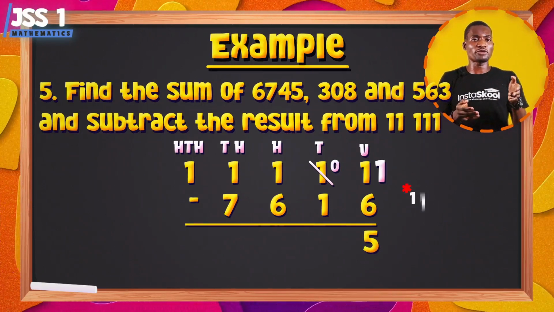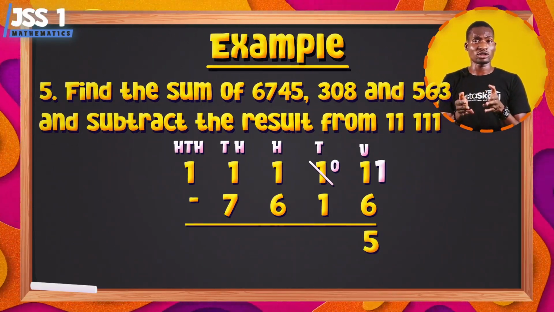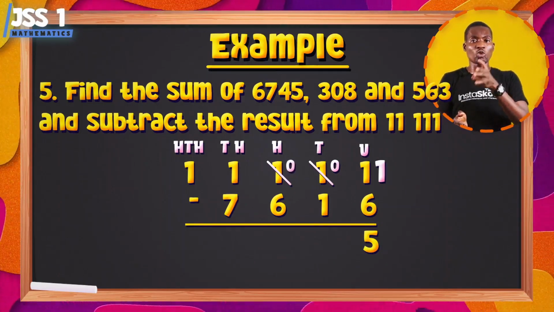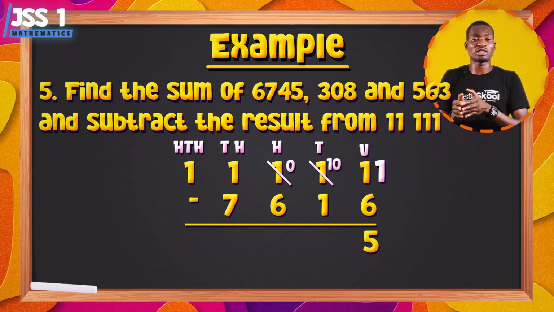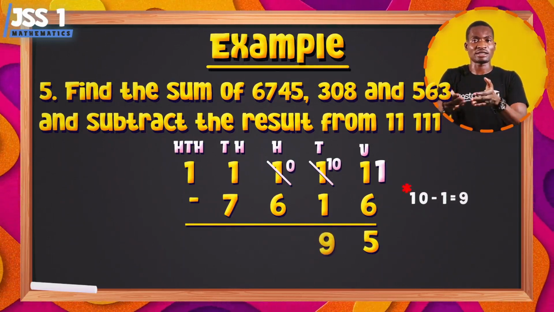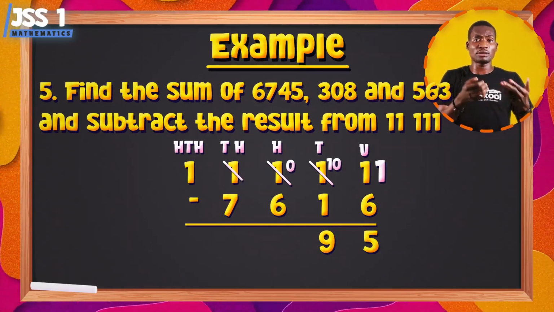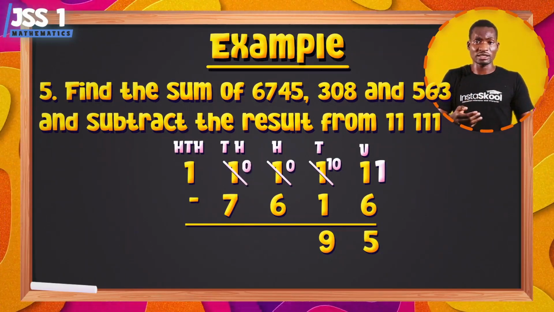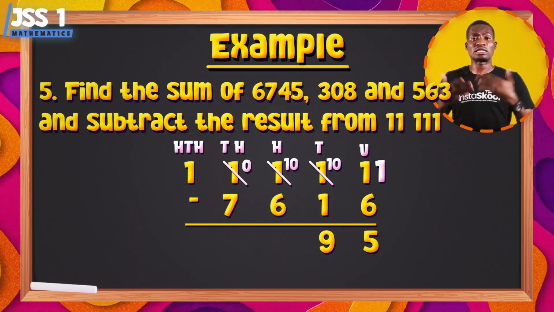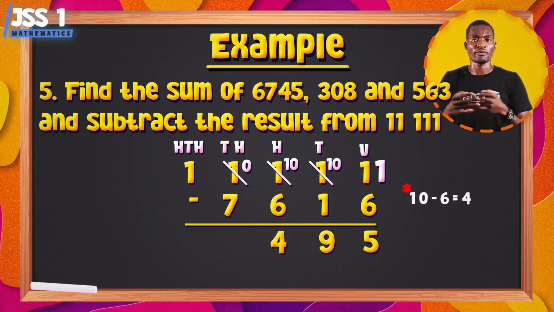Remember, the one you borrowed from has 0 left. 0 cannot minus 1. So you take 1 again from the next one beside it. When you add 1 to the 0, it gives you 1 and 0, which is 10. 10 minus 1 gives 9. 0 cannot minus 6. So you go again and repeat the same procedure. You take 1 from the next, and then you add it to the 0. That gives you 1 and 0, which is 10. 10 minus 6 gives you 4.